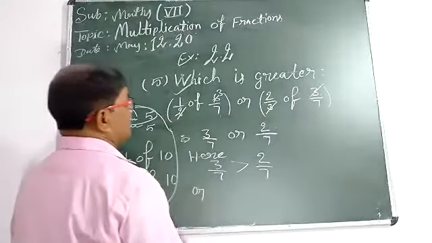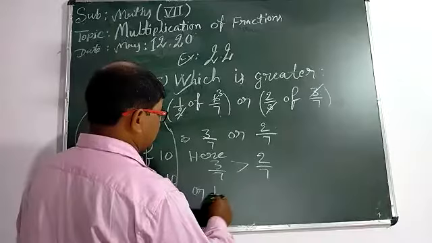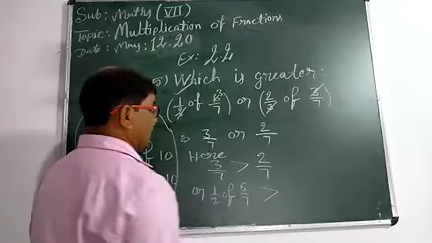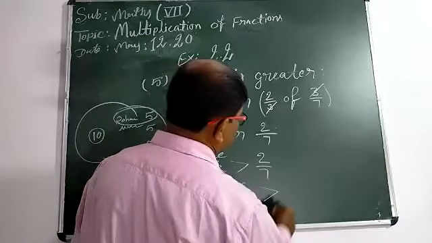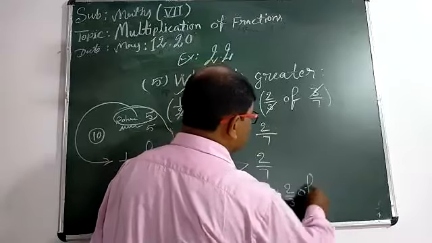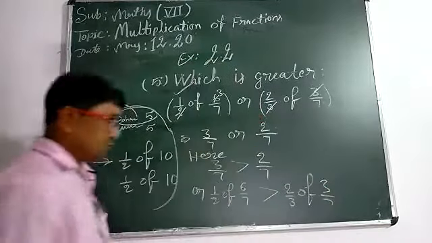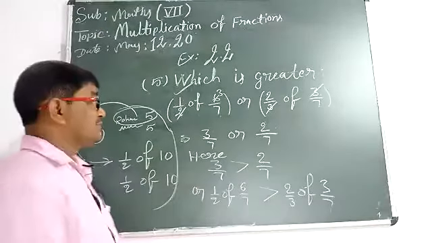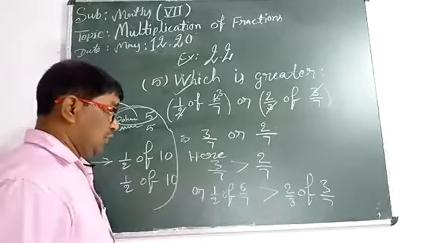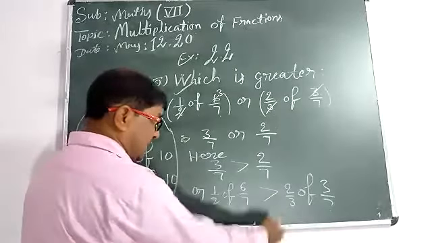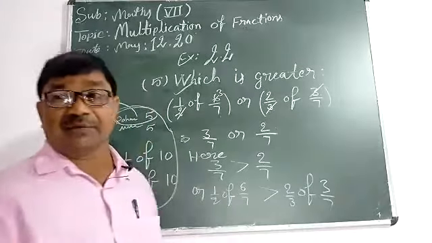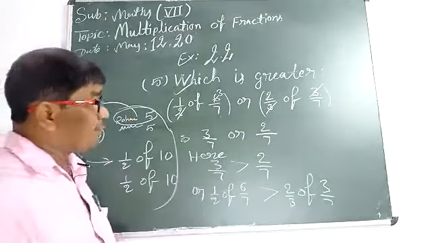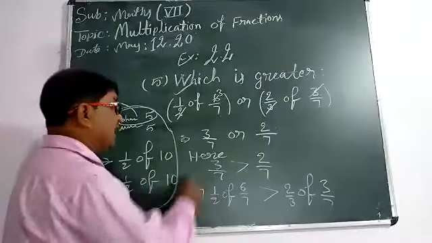So 1 upon 2 of 6 upon 7 is larger than 2 upon 3 of 3 upon 7. You should write it so. That is the manner. Understood? For this type of sum, you should do it in this way.